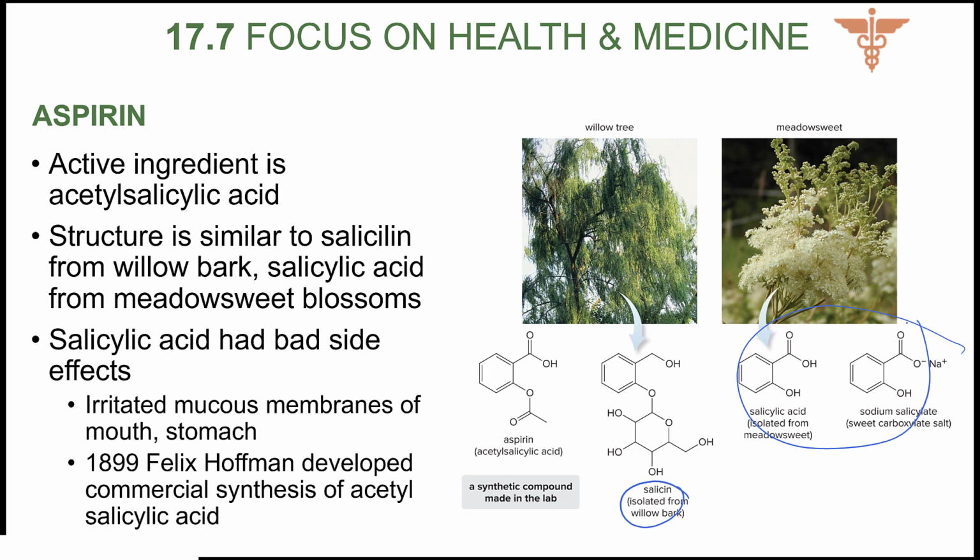And so in 1899, Felix Hoffmann developed the synthesis of acetylsalicylic acid. So instead of salicylic acid or this compound from the willow bark tree, which all have this part in common or some form of it, he put an acetyl group on here and made it into an ester. It can be used to relieve pain and has fewer side effects.